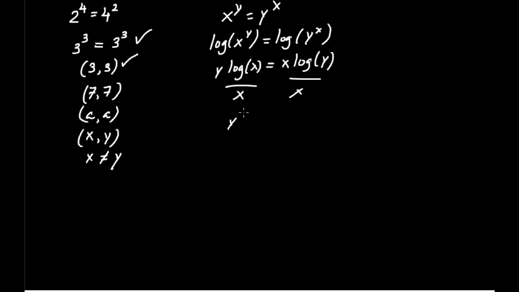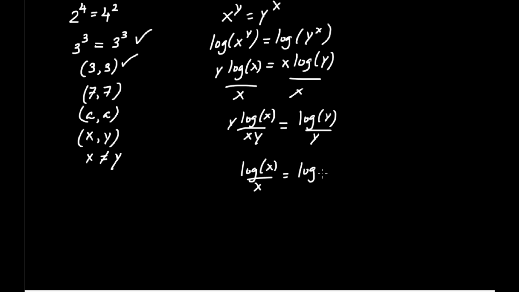So I'm going to have y log x over x. The x is canceled there, so I get log y. And now let me move all the y's onto the other side. So I'm going to divide both sides by y. The y's cancel here. So I get log x divided by x is equal to log y divided by y.